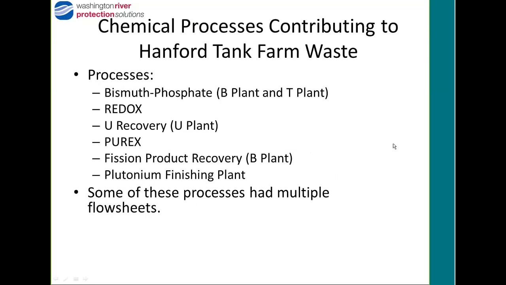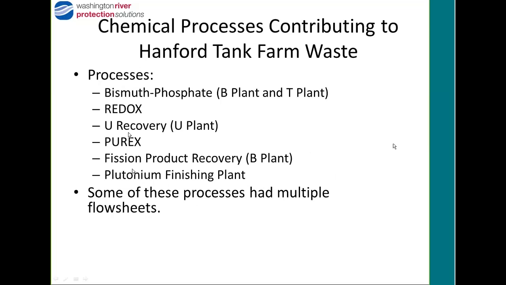So this waste has a diverse origin. We ran a lot of different processes at Hanford. Hanford is a site that was developed to recover plutonium from spent fuel. And because they ran these processes for almost 50 years, they ran a lot of different processes as the technology progressed.